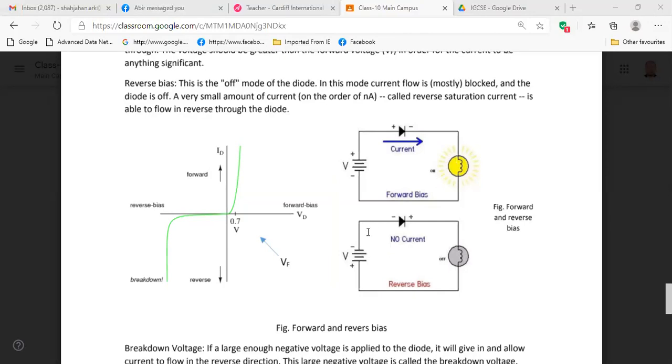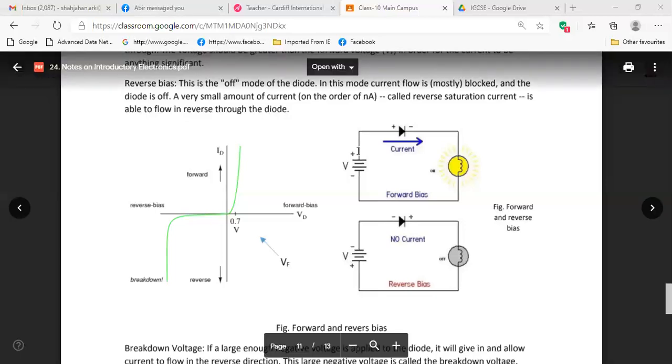And for reverse bias, we have negative, negative. You see, we don't have any current here. This one I think they did wrong. In this diagram, it should be positive here and negative there. Look, you correct it, huh? It is positive side, it is negative side.